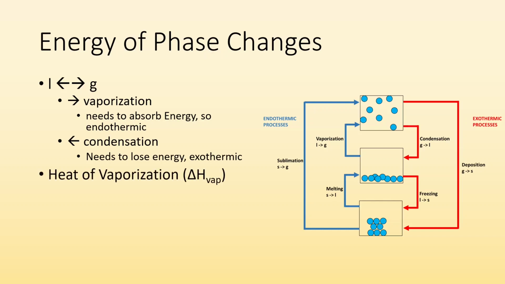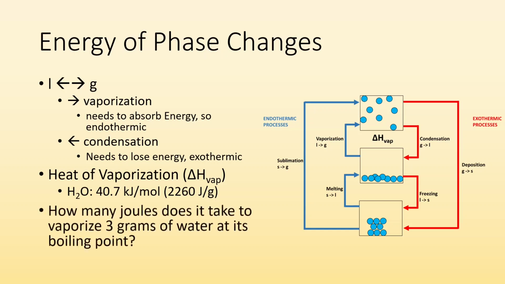So for that, we use the heat of vaporization for both directions. You may be thinking, hey, if it's going from gas to liquid, why do we call it vaporization? We do. It's the same thing, just opposite directions. For water, it's 40.7 kilojoules per mole, or 2,260 joules per gram. So example problem, how many joules does it take to vaporize 3 grams of water at its boiling point? Well, I've got 3 grams times 2,260 joules per gram, and you end up with 6,780 joules.